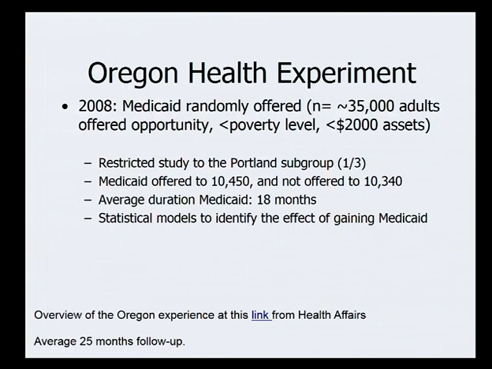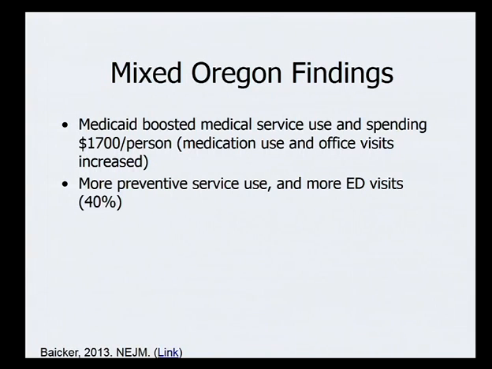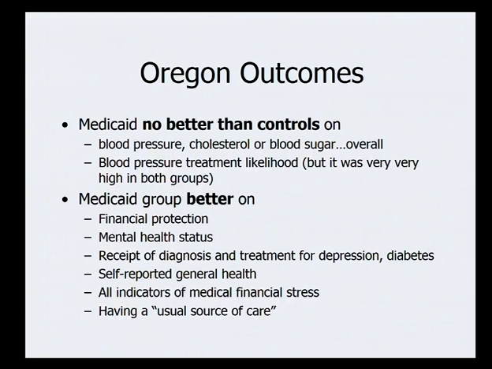And to the extent that health insurance is really important for these incredible disasters, like my liver just failed, please transplant it, you might not have many of those disasters in the population that you're studying. But what they did find was kind of a mixed bag. Medicaid clearly boosted the amount of health services used. Medications, office visits, preventive services, and emergency department visits all went up. People made the decision to come in if they were in the Medicaid group. Medicaid receiving individuals proved no better than controls on blood pressure, on cholesterol, on blood sugar. They weren't even more likely to receive blood pressure treatment for high blood pressure.